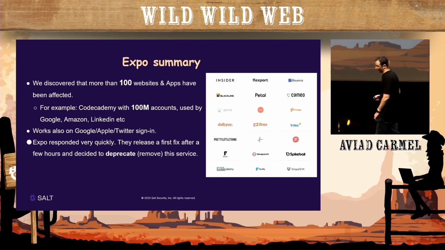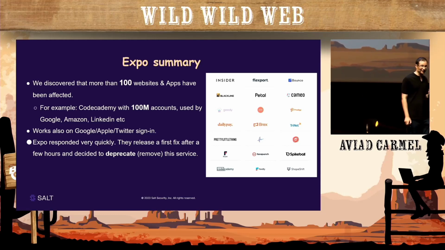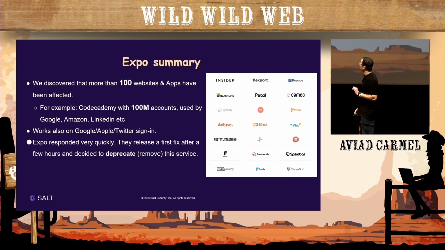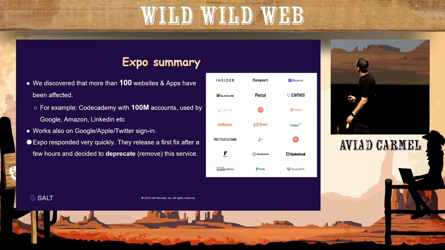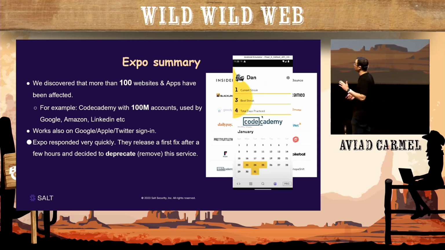So let's summarize. We discovered that more than 100 websites have been affected. For example, one website is Codecademy. Who knows Codecademy? Wow, okay, really a lot of people, nice. So Codecademy has 100 million accounts, and it's used by Google, Amazon, LinkedIn. So we demonstrated the exploit on Codecademy and also on other websites. And it works also on Google, Apple, Twitter sign-in, not only Facebook.